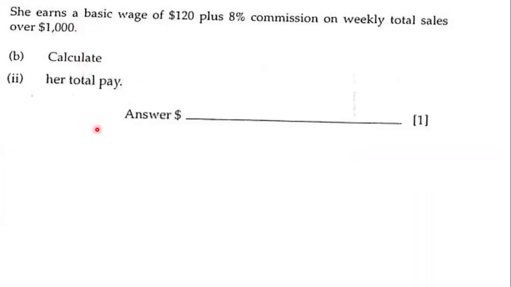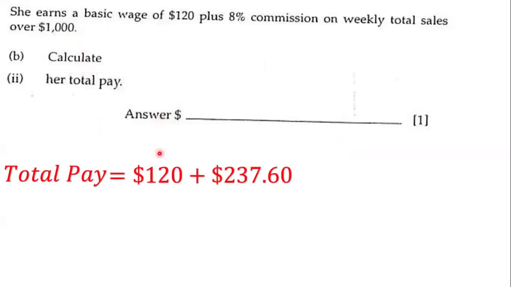Next, it states here, calculate her total pay. Now, what's going to be her total pay? Well, her total pay is going to be her basic wage, which is $120, plus the 8% commission on the weekly sales that is over $1,000. And we just discovered that that was $237.60. And so when we add them together, we get $357.60. And so that means that our total pay is going to be $357.60. And that's the answer to this question.